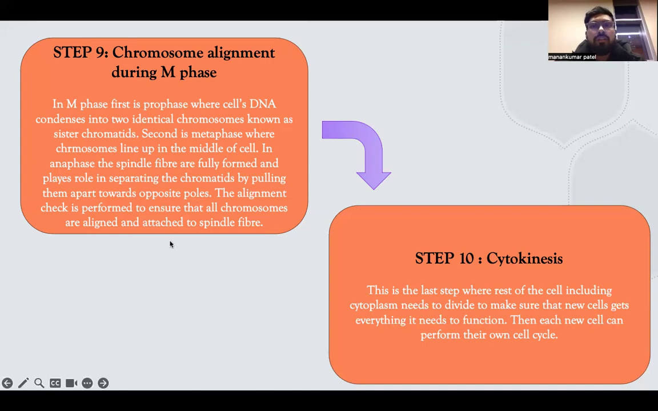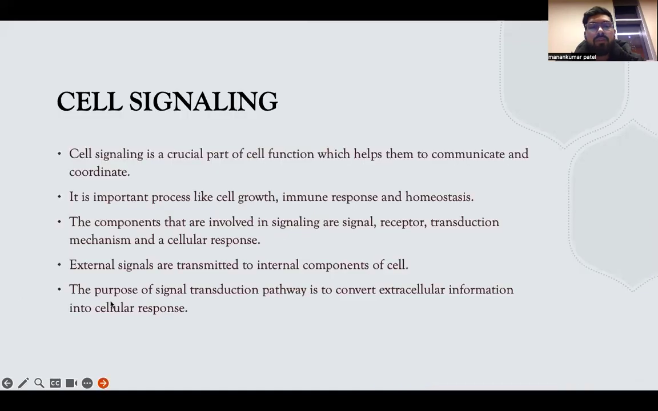Now we'll understand what cell signaling is, which is a part of the cell cycle also. Cell signaling is a crucial part of cell function which helps cells communicate and coordinate among themselves. It is important for processes like cell growth, immune response, and homeostasis. The components that are involved in signaling are the signal, receptor, transduction mechanism, also known as the transduction pathway, and a cellular response.